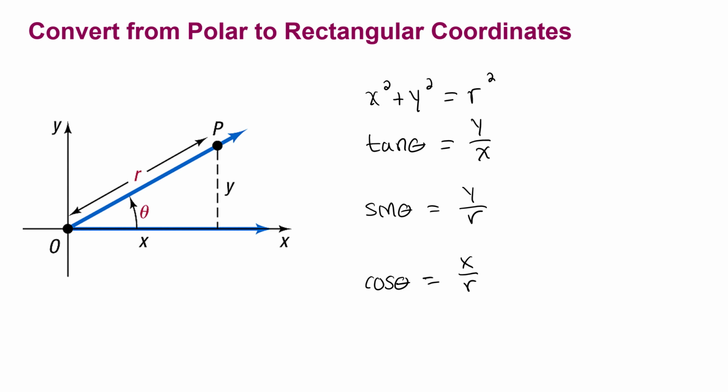If we take the equation sine of theta equals y divided by r and solve for y, we get y equals r times sine of theta. Similarly, if we take the equation cosine of theta equals x divided by r and solve for x, we get x equals r times cosine of theta. These two equations will allow us to find the values of x and y given the values of r and theta. The first two equations that we wrote using the Pythagorean theorem and tangent of theta aren't going to be used right now in this video. We'll use those later when we discuss how to convert from rectangular coordinates to polar coordinates.